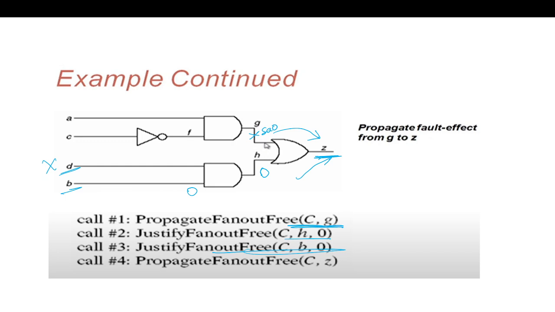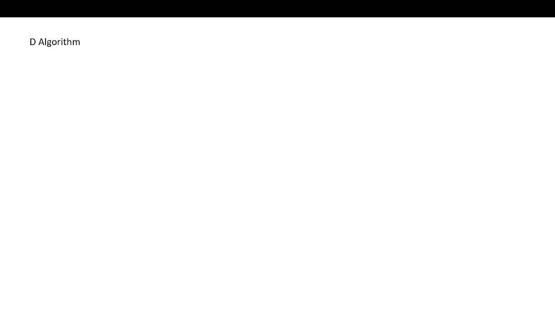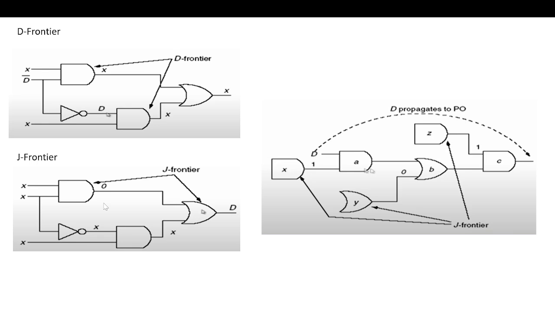So next we will see some algorithmic based methods. Now this was for fan out free branches, but the D algorithm is an algorithm which can handle arbitrary combinational circuits with internal fan out structures. So the main idea is that we have two concepts: D frontier and J frontier.